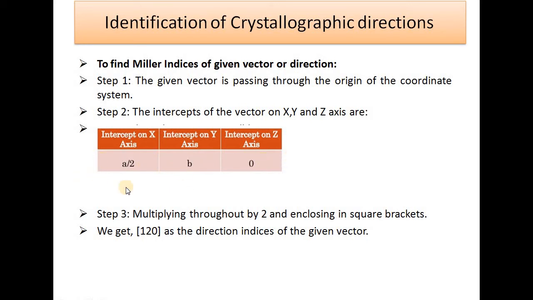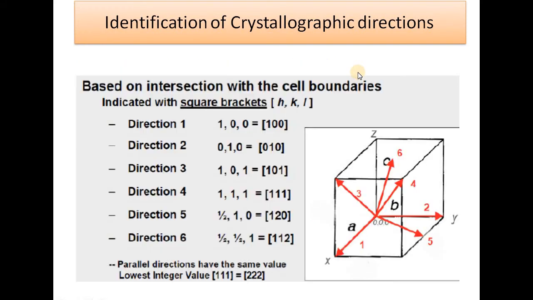Now, as it is in fraction form, we will multiply all the components by the LCM. So we are multiplying throughout by 2, and then we are finding the Miller indices of this crystallographic direction, which will be equal to 1, 2 and 0. So this is the way we can find out the Miller indices of a given vector or direction.